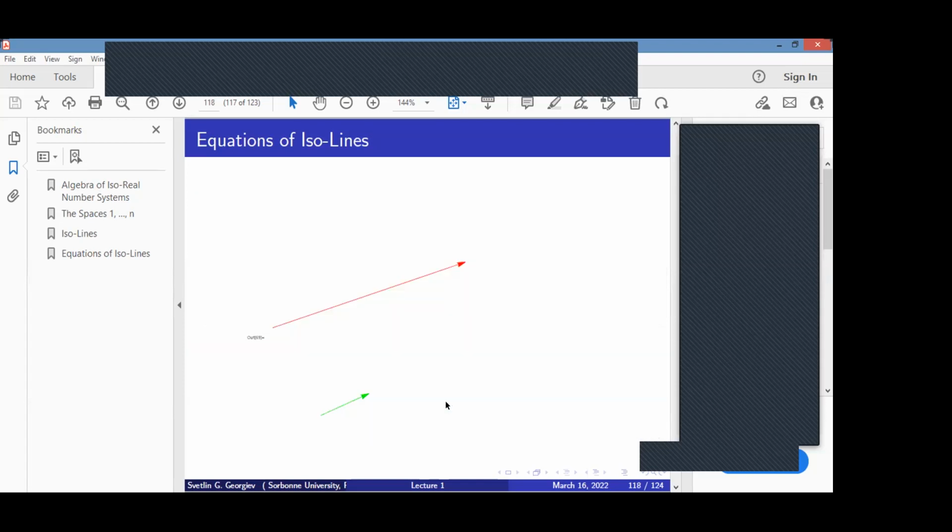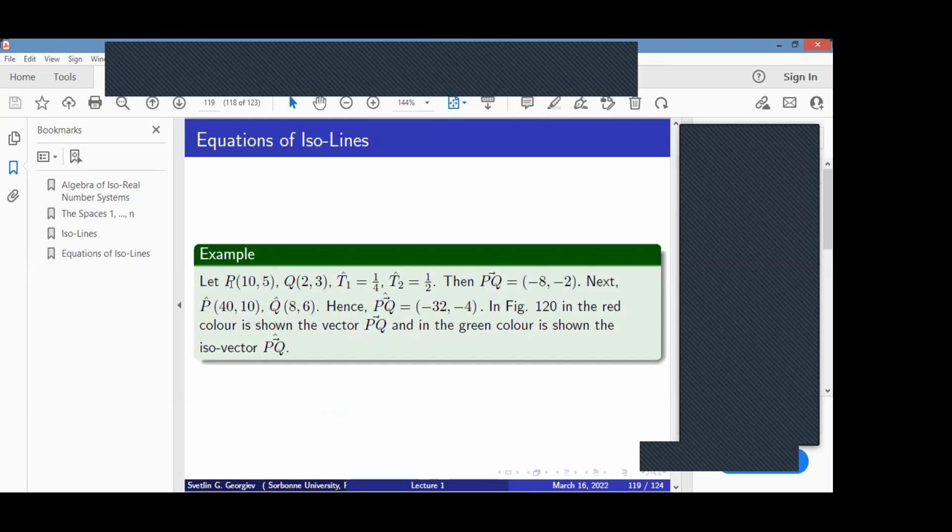In red color is given the classical vector PQ, and in green color is given the iso vector. As we can see, and as we can expect, the length of the corresponding segment will be different. And these differences between the lengths of the segments will again depend on the isotopic elements head T1 and head T2. So as the next example, we take these points P and Q. The corresponding classical vector PQ is this one, but the corresponding iso vector is this one. Again, we see differences.